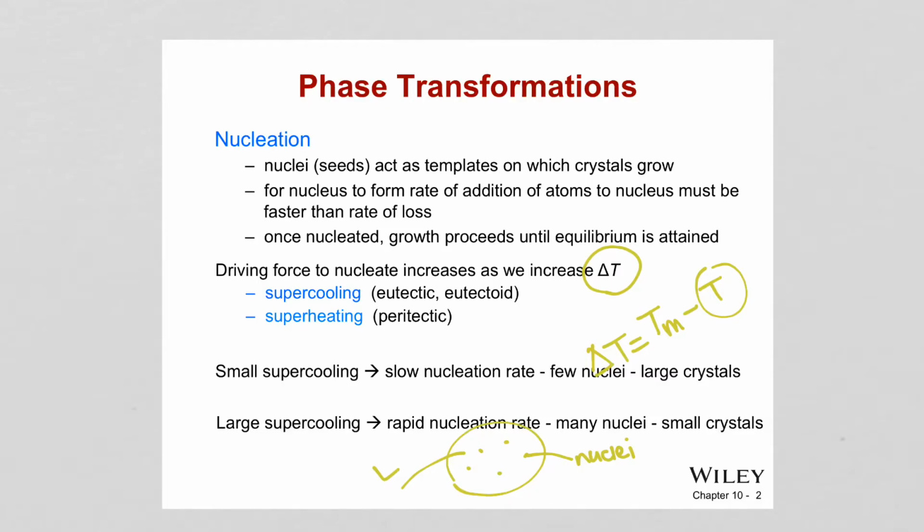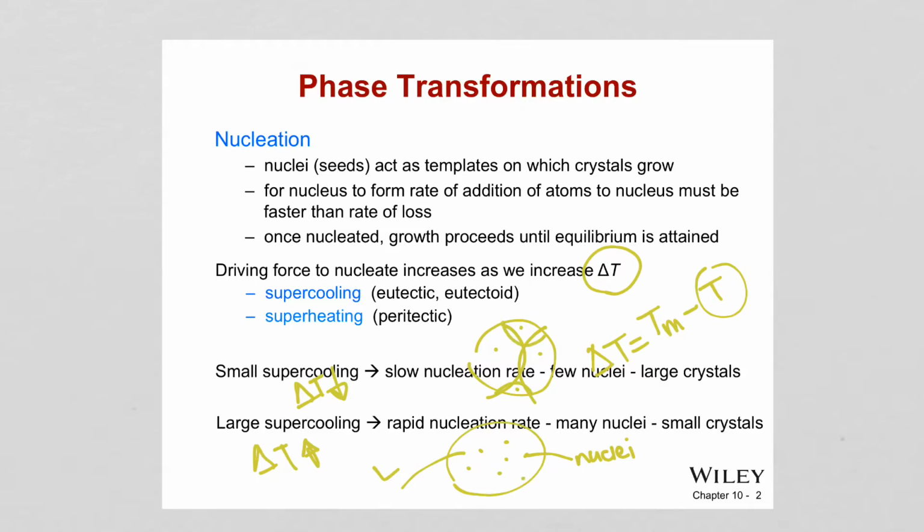So if you have a delta T which is large, you go way below the melting temperature when you cool it down, that means you are giving the material the chance to have many nuclei forming, and there is a rapid nucleation rate. On the other hand, if there is small supercooling, you just go a little bit below the melting temperature of the system. The driving force is low here, so there is going to be a slow nucleation rate, only a few nuclei, and those will be capable of growing.